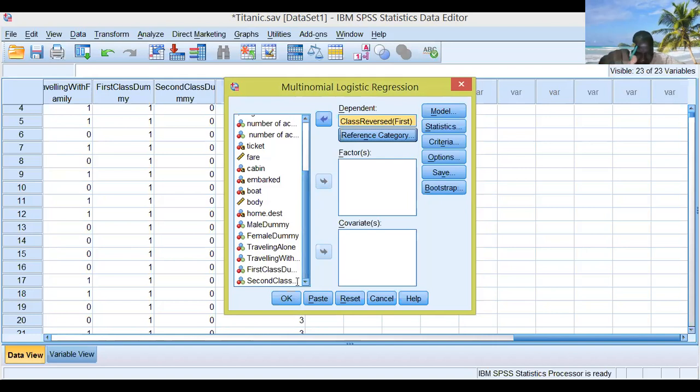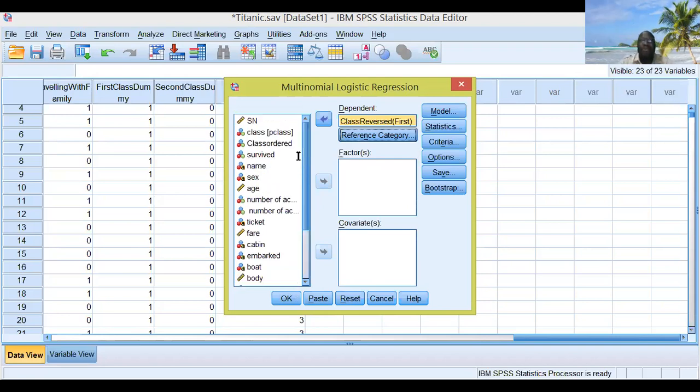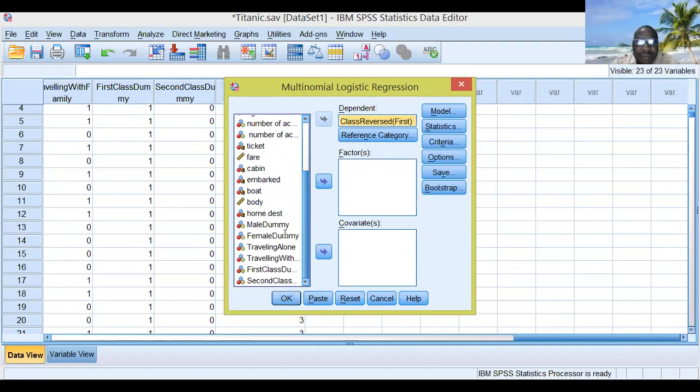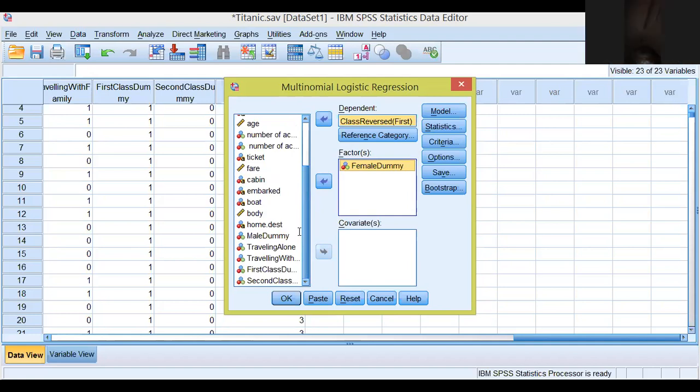Then for factor, put sex. You can just put female sex. You cannot put the sex itself because it is not coded; it's male and female type. Put female sex. Not that one, scroll down. That's the female dummy. Okay.